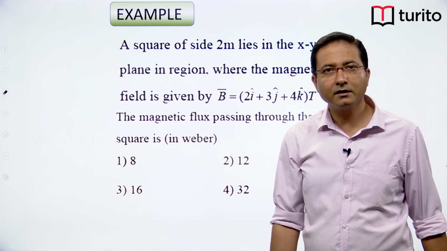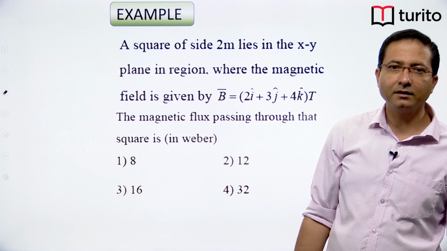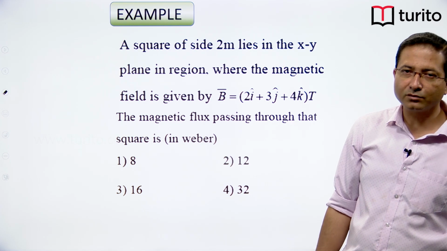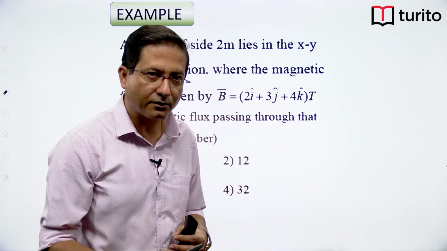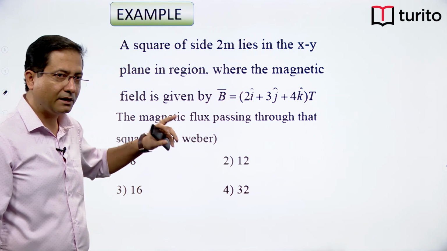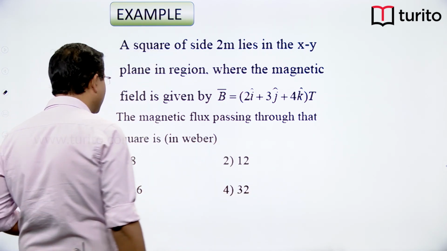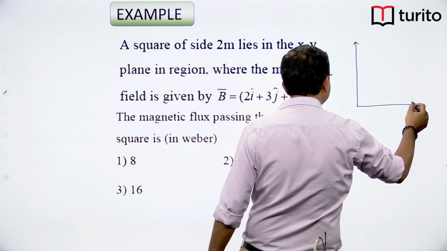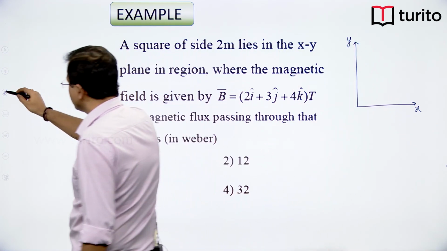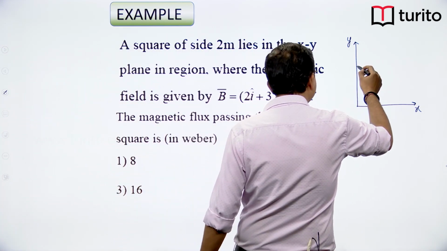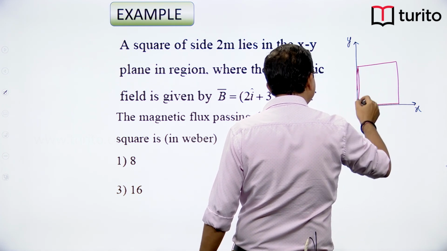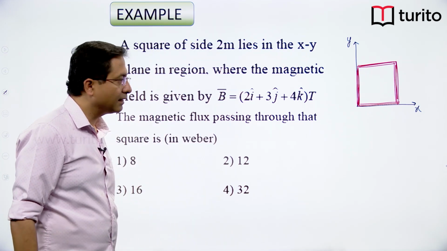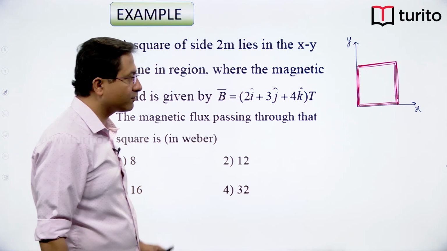A square of side 2 meter lies in the xy plane in a region where the magnetic field is given by 2i plus 3j plus 4k. The question is what is the magnetic flux passing through the given area. If we can write everything in vector form, B is already given in vector form, so what is left is the area. So I will try to write the area in vector form. Look at the situation, here we have the loop lying on the xy plane. What is the area vector for this?